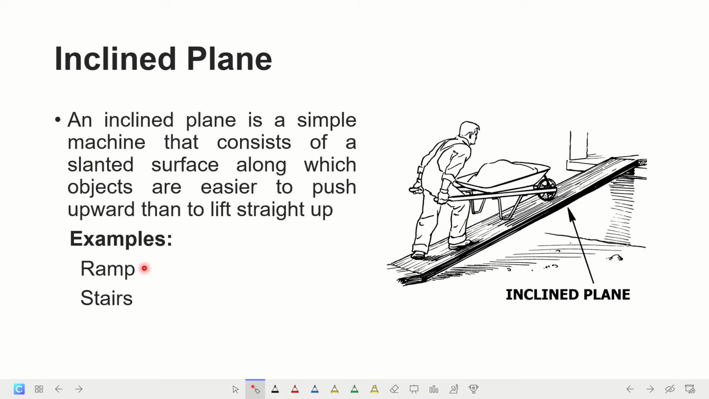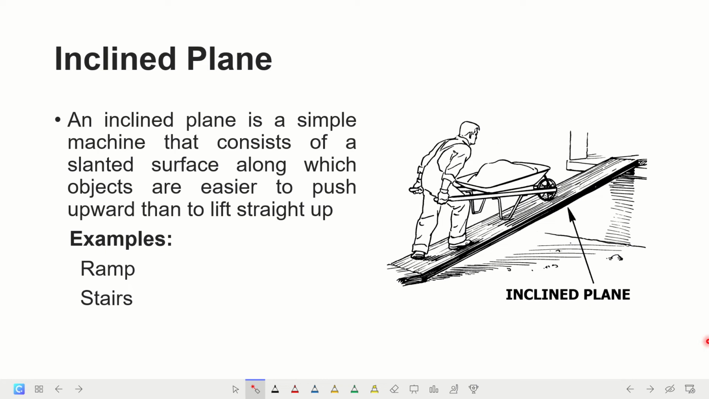Examples of inclined planes are ramps and stairs. What an inclined plane does is reduce the amount of force needed to transport an object from a lower ground to a higher ground by using a slanted surface. Just like how pulley systems reduce the amount of force required to lift an object vertically, the inclined plane also has the same purpose, which is to reduce the amount of force required to lift or transport an object from a lower ground to a higher ground, or vice versa.